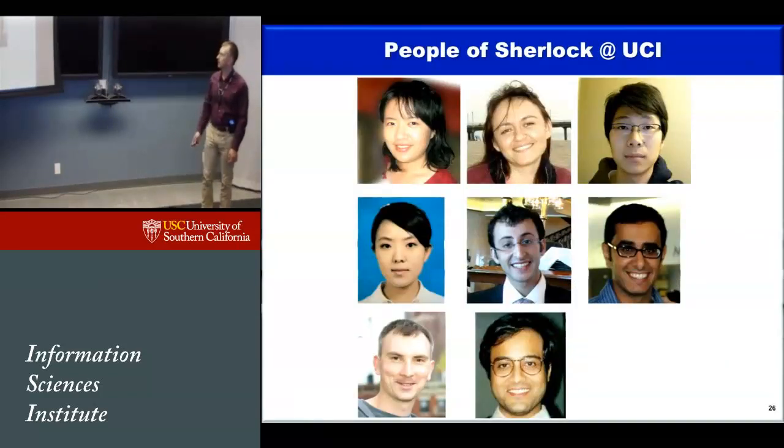These are the key people of Project Sherlock. The top row are PhD students who have already graduated. The second row are our PhD students that are still at UCI. The bottom row is myself and Sharat, who are working on this project as well.